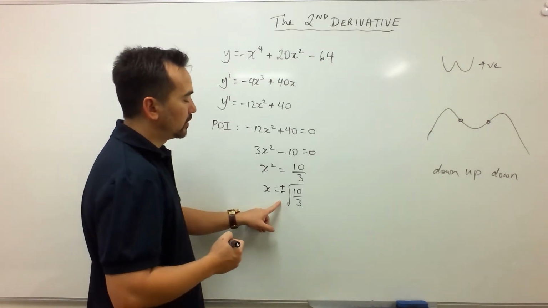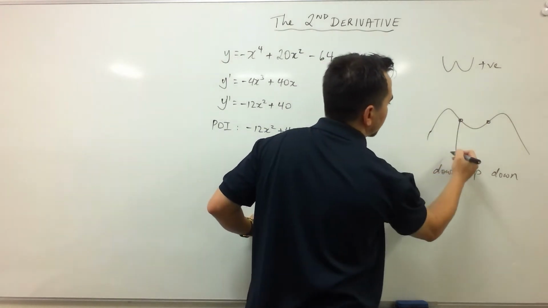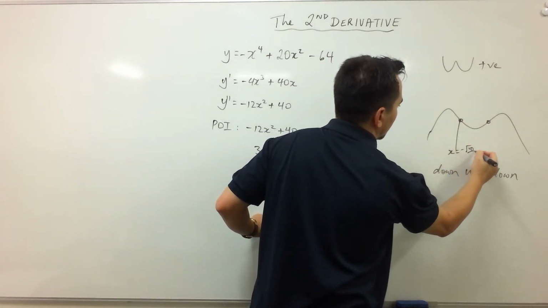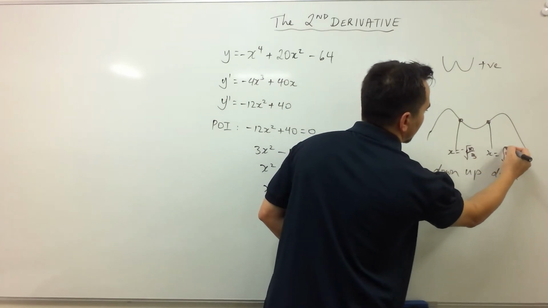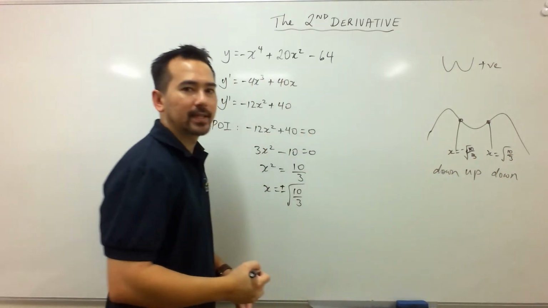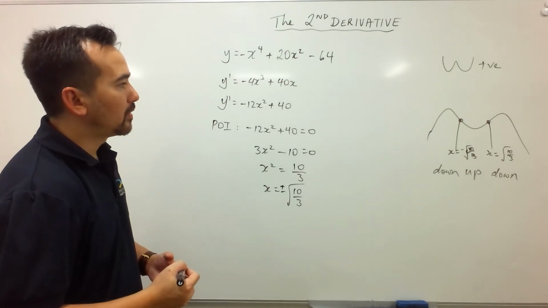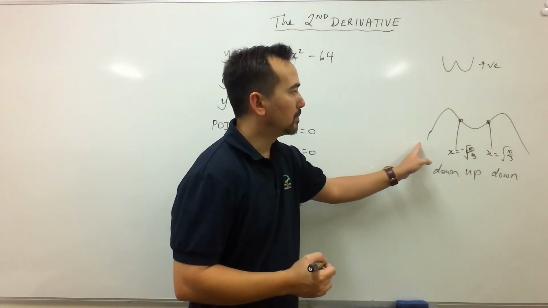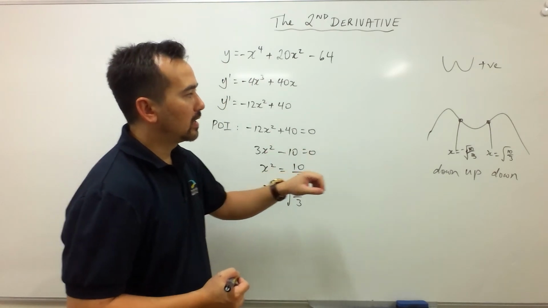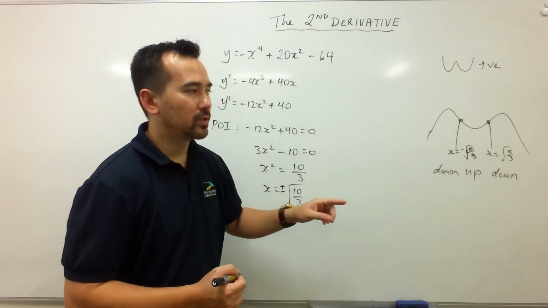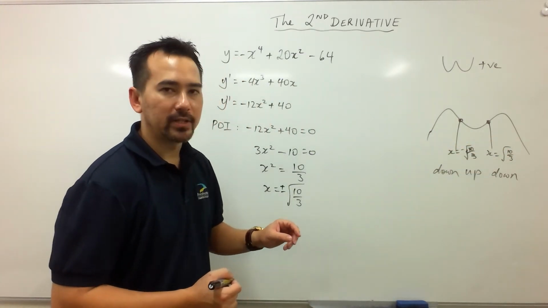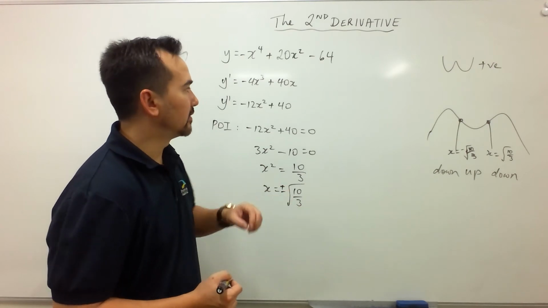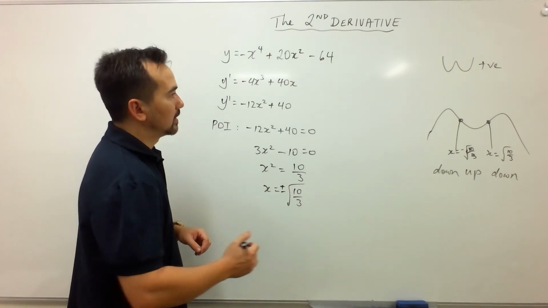The negative root 10 on 3 must be the one on the left. And the positive must be the one on the right. Okay? So that means then that all the values to the left, the second derivative will be negative. All the values in the middle, the second derivative should be positive. And all the values to the right of root 10 on 3, all the values of the second derivative should be negative again. All right, let's demonstrate that.